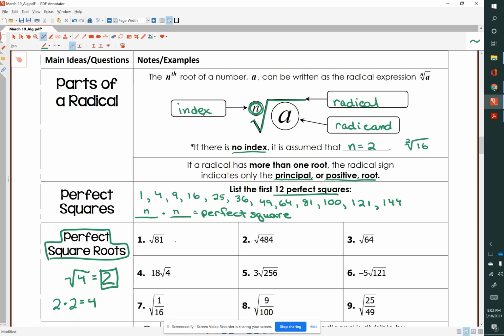So what times what gives us 81? Well, that's 9, so the square root of 81 is 9. What times what gives us 484? And that will be, just give me a second, I'm using a calculator here because I don't know that one by heart. We can do guess and check as a way to do this. And that would be 22 times 22. So the square root of 484 is 22. I just figured that out on the calculator. Okay, easy one. The square root of 64 is 8.